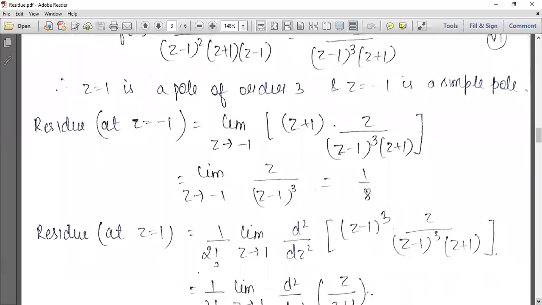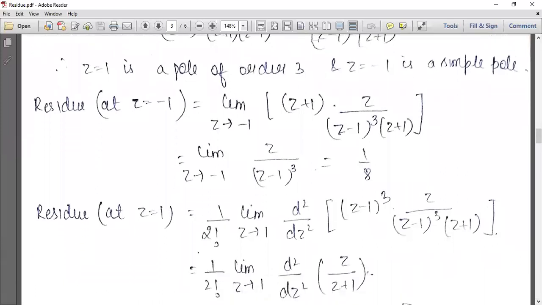Now I will calculate residue at z equal to 1, which is a pole of order 3. So I will use my second formula. So this will be 1 by 2 factorial, m minus 1 is 2 because m is 3 here. Limit z approaching to z naught, which is 1, d square by dz square of z minus 1 cube into my function f of z, which is z divided by z minus 1 cube into z plus 1. So z minus 1 cube will get cancelled and I will be left with this.